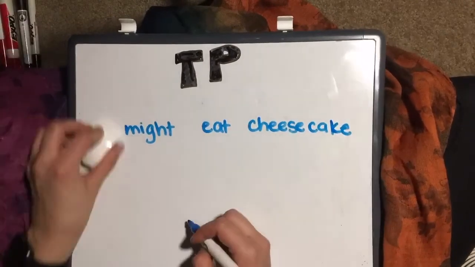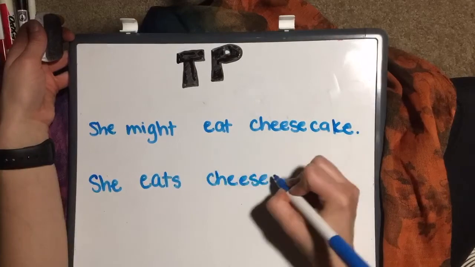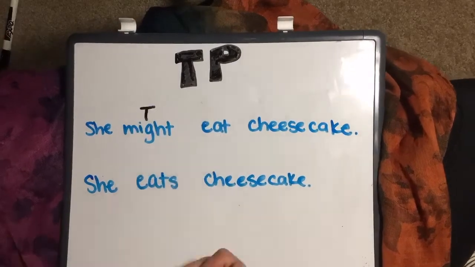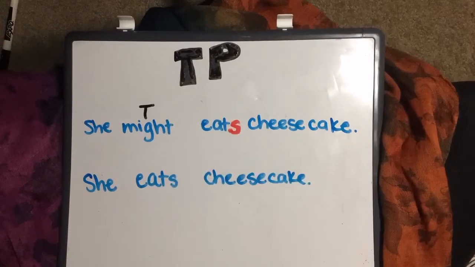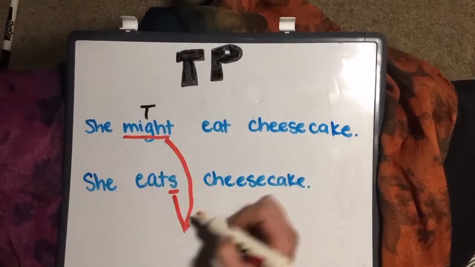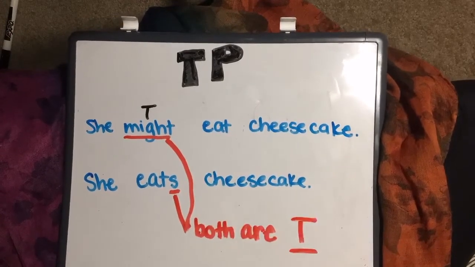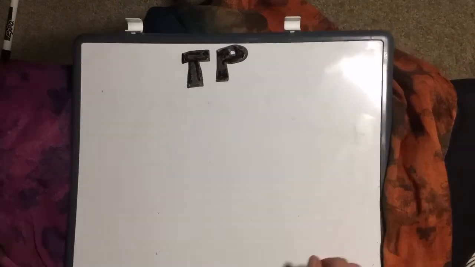Looking at some example sentences, she might eat cheesecake with a modal and she eats cheesecake with a tense inflection. We see that we can have the modal, but we can't also have the tense inflection as well. So that means that they are both functioning as tense.